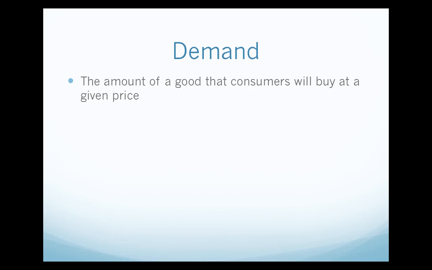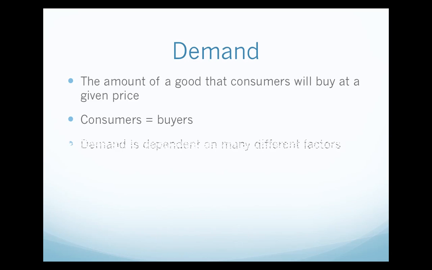Now we've so far talked about what some of the things are that affect demand that are kind of different. Let's get on to the main point then. What is demand all connected to? It is, by definition, the amount of a good that consumers will buy at a given price. Now keep in mind it's at a given price. Okay, we have to always connect this with price. Consumers being the buyers, and demand is dependent on many different factors as we talked about.